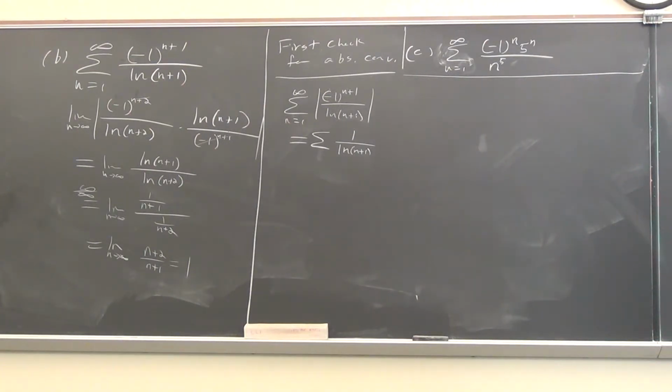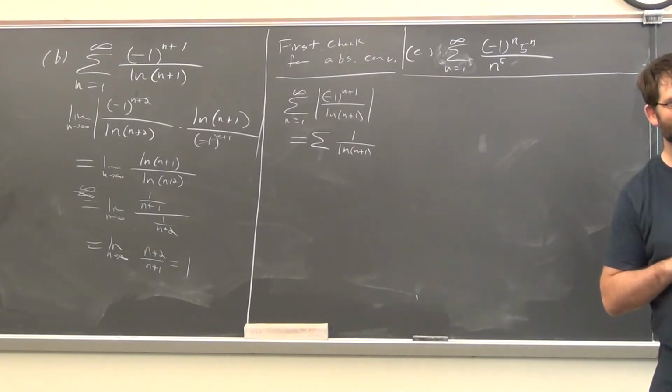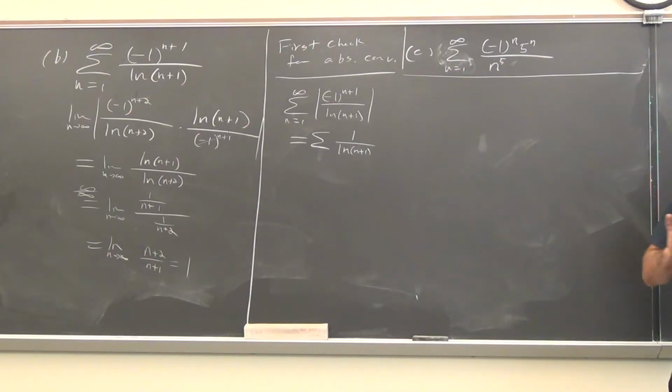If you take the limit of 1 over log of n plus 1, it's 0, so it converges. No. Remember, the limit being non-zero means it doesn't converge. Being 0 doesn't tell you anything. It's the same mistake that everybody makes.